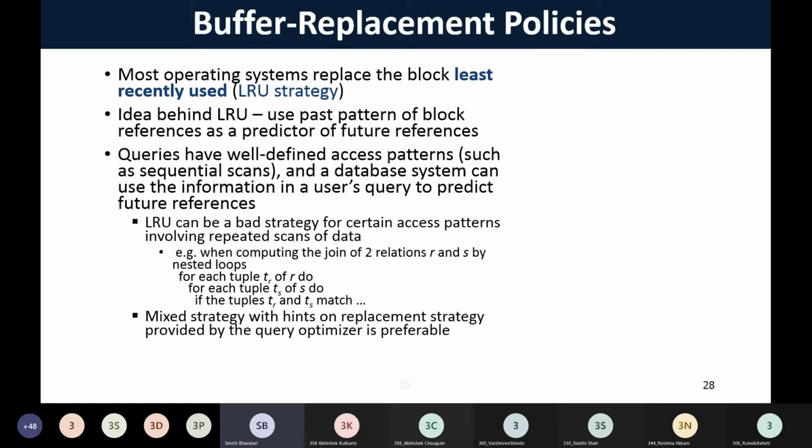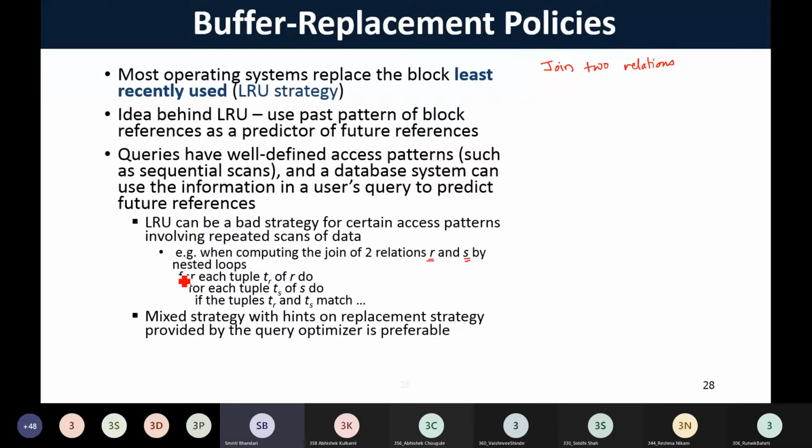So what are those situations? Suppose the request by the user is to join two relations. If the query is related to computation of join of two relations, say R and S, then the steps performed by the system are actually like this.